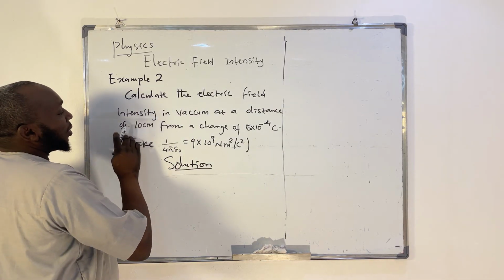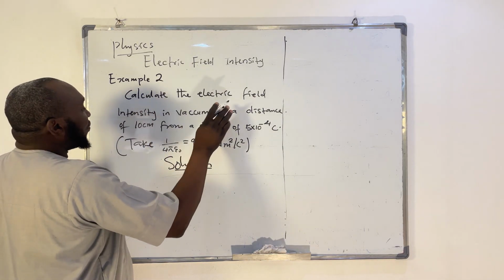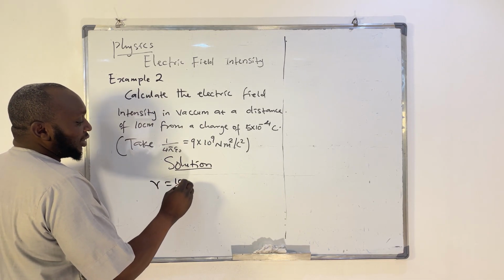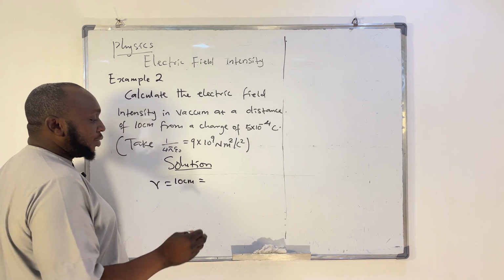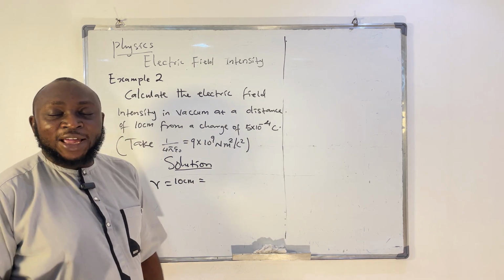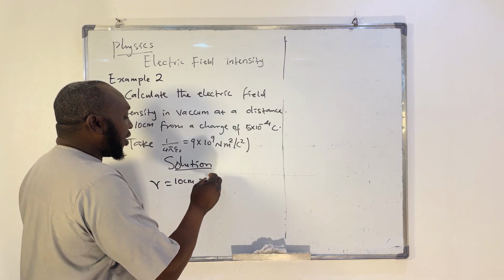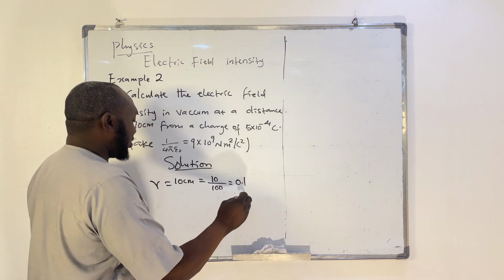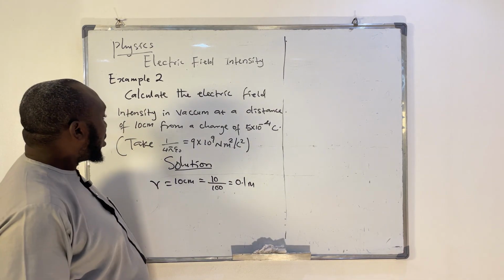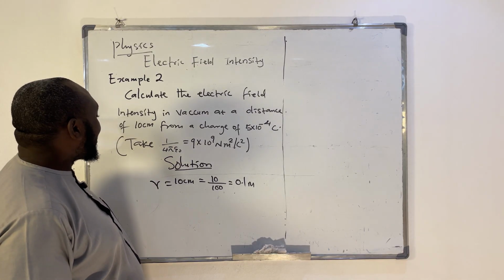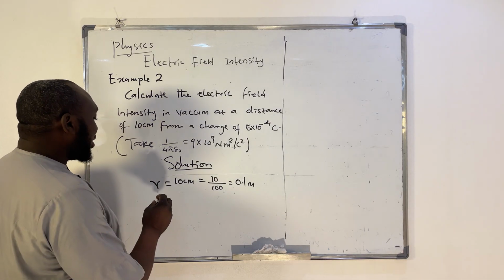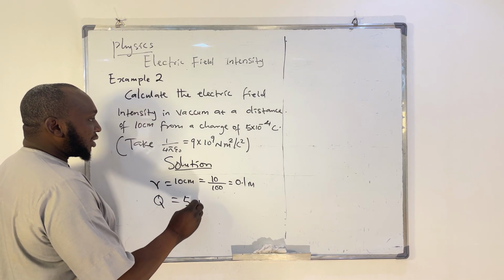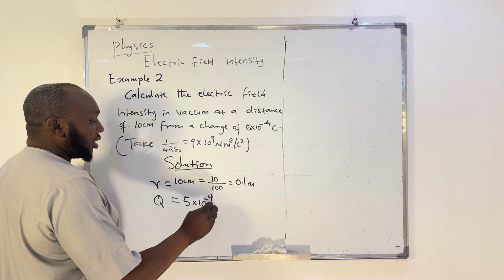So in this question, we are to calculate the electric field intensity in vacuum. The distance is given to us, which is 10 centimeters, then convert it to meters. Divide by 100. 10 divided by 100 will give us 0.1 meter. We are also given the charge as 5 times 10 to the power of minus 4 coulombs.